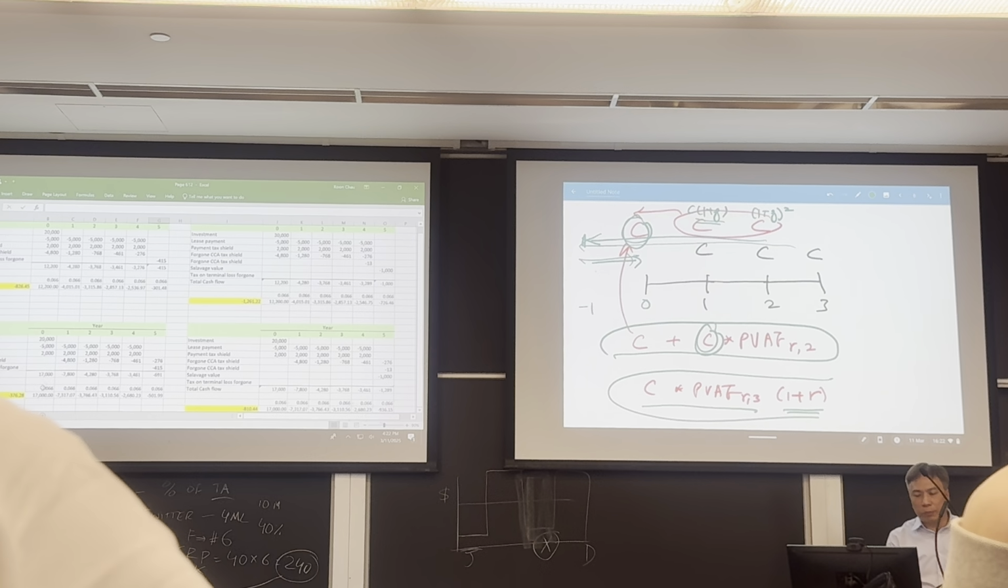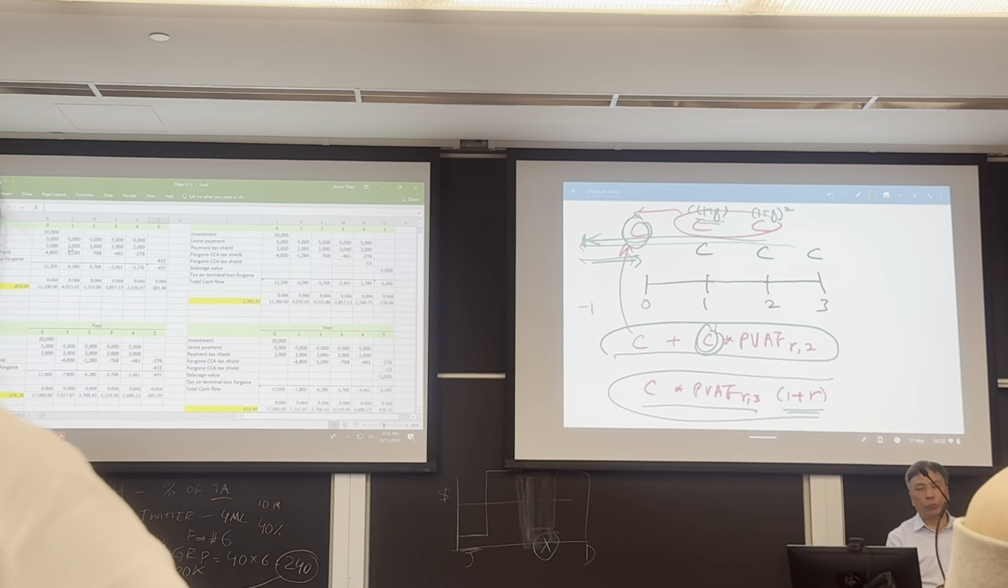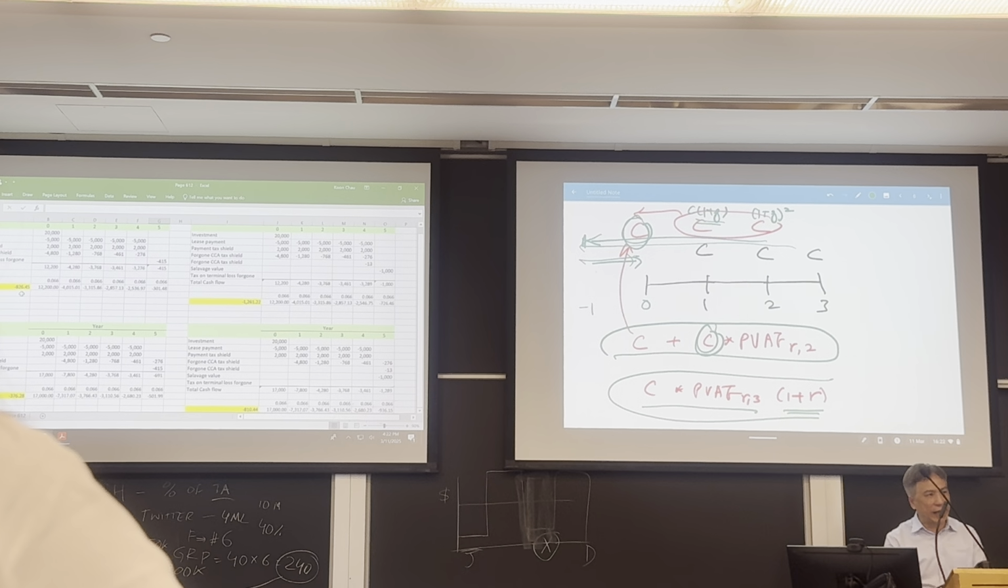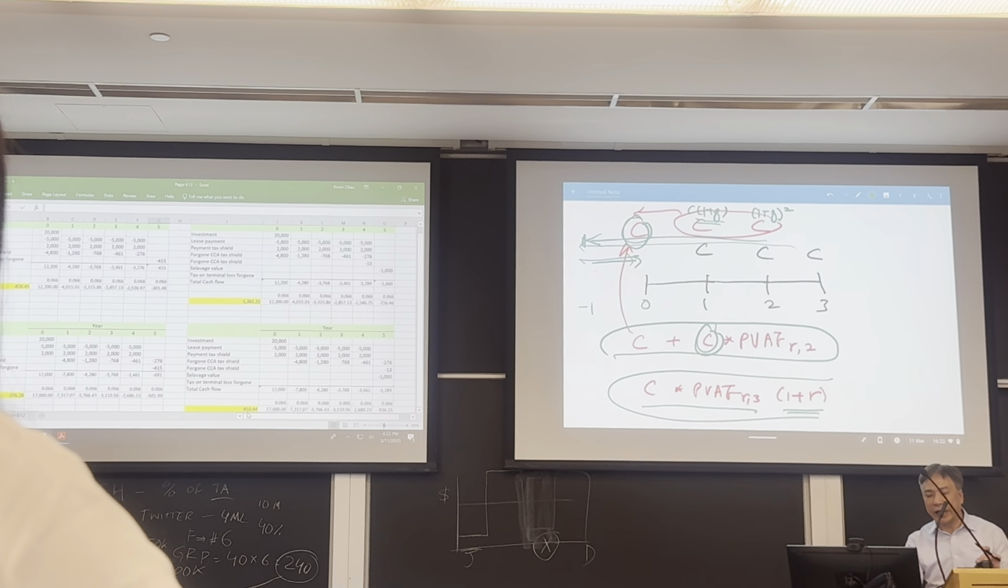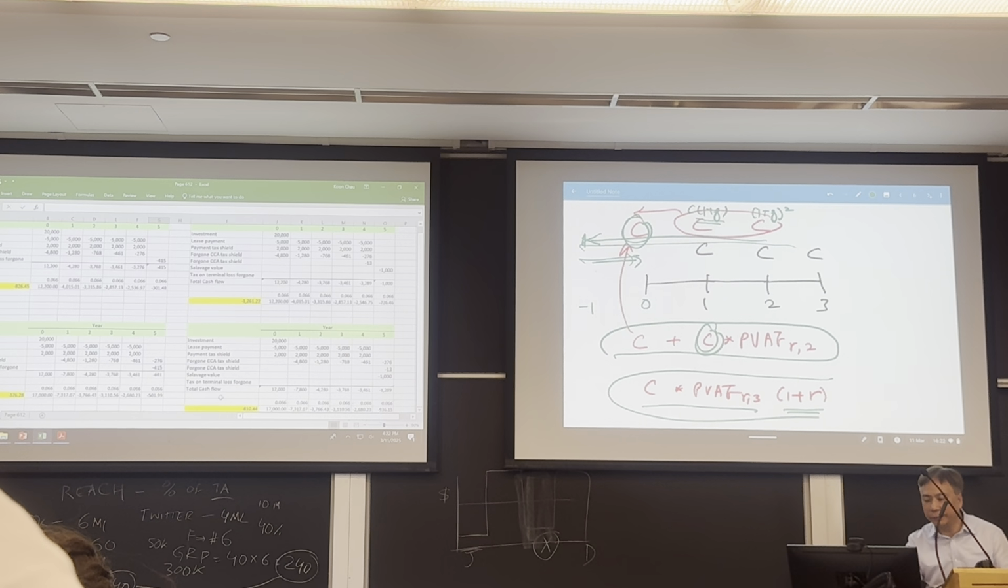Now, if you do not believe me, just look at this table. I prepared this table. Now, this is the one they use in table 22.2: negative 826. Now, this is the one when they use the CCA tax shield formula, they get 810 point something. I believe this is, let me just double check, 810.64. All right, the difference is due to rounding.